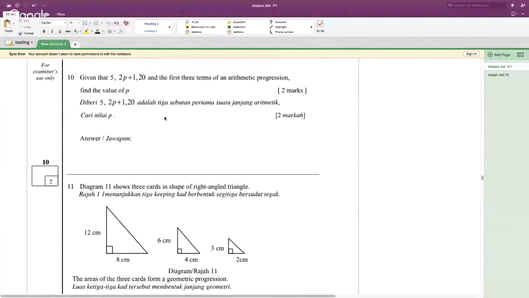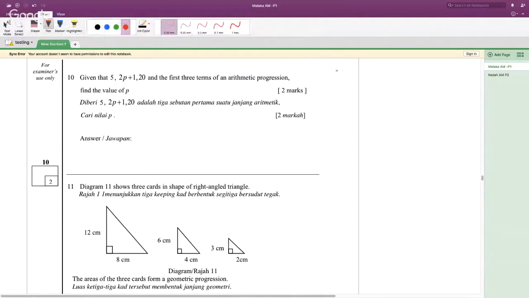For question number 10, this is arithmetic progression. So find the value of p. For arithmetic progression, we know we have the first term, this one. We have the second term, 2p plus 1. And we have the third term, which is 20.